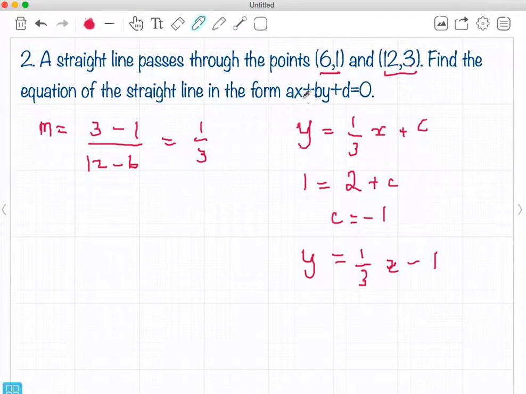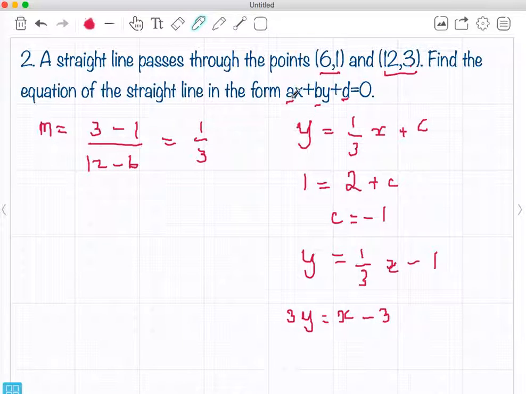I want to have all of these as integers. It doesn't actually say that, but when you see this form of question, all of these are integers, whole numbers. So I want the x to be a whole number. So I'm going to times everything through by 3. So it becomes 3y equals x, and times this back number by 3 to get minus 3.